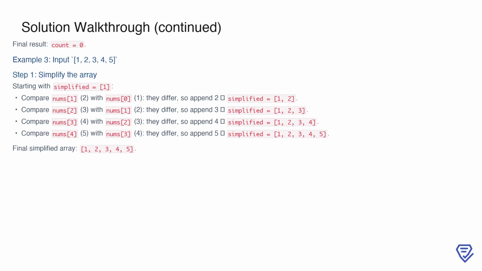Next, we count hills and valleys. We initialize count to 0 and check the middle elements. At index 1, the value 2 has neighbors 1 and 3. Since 1, 2, 3, it is neither a hill nor a valley.